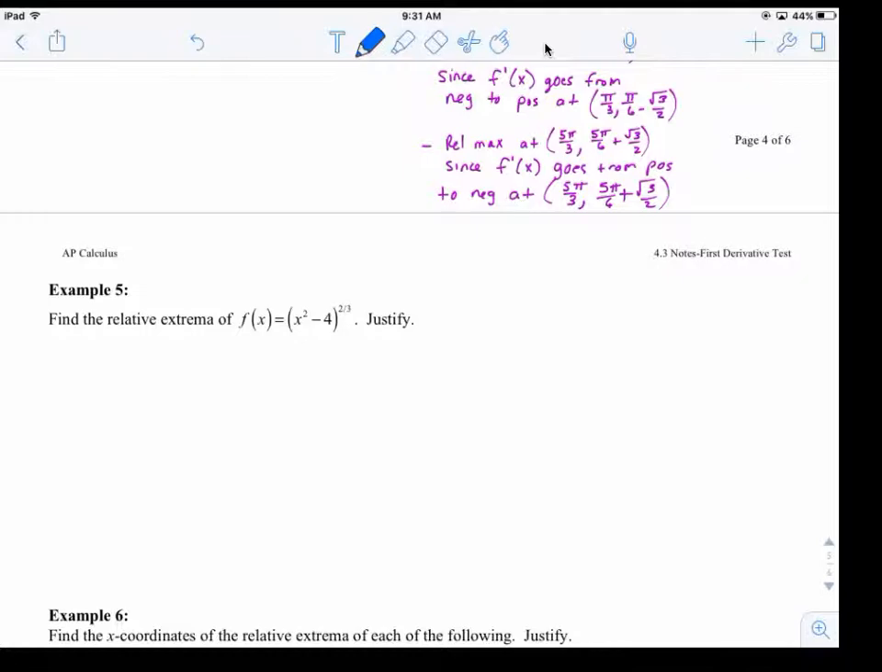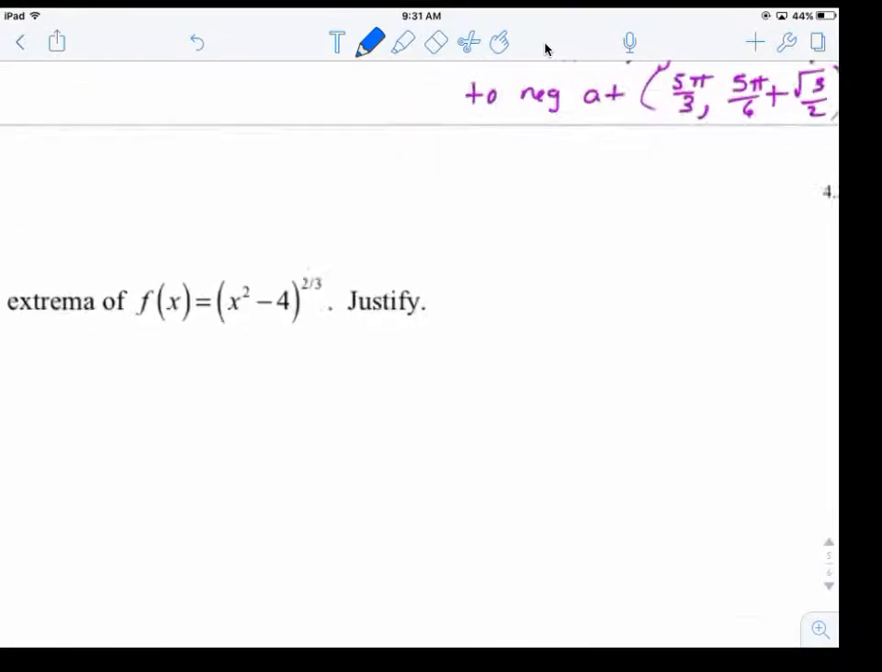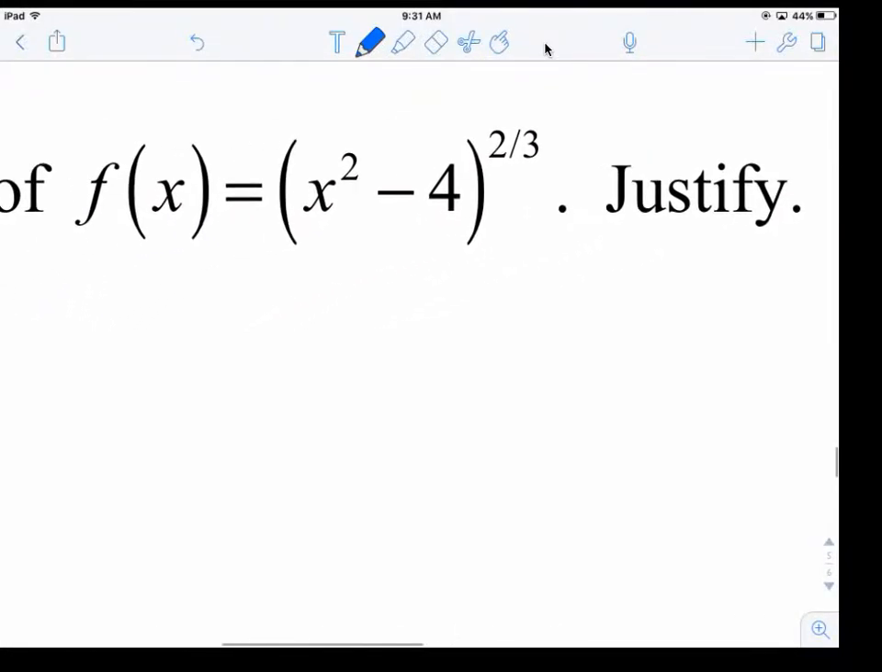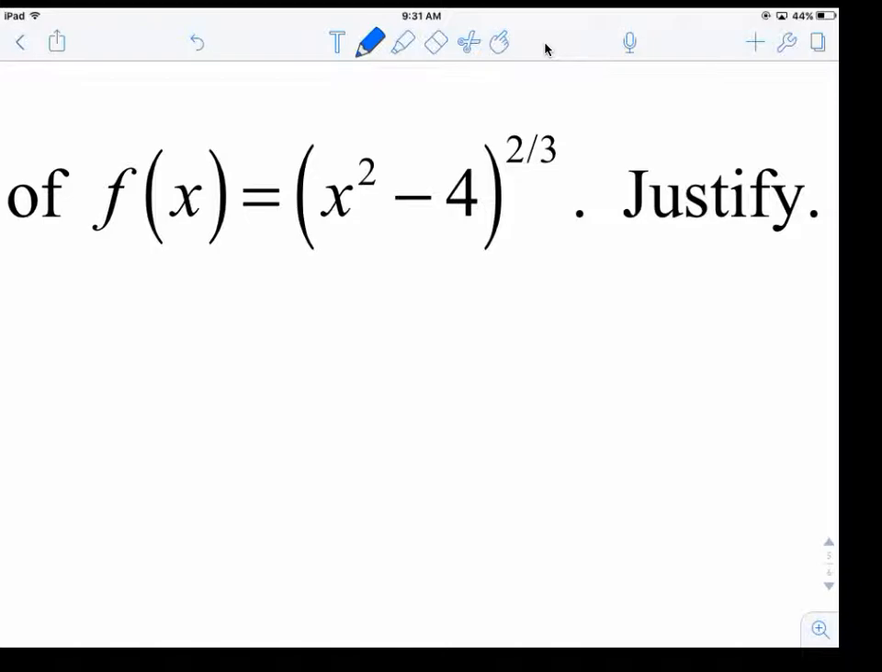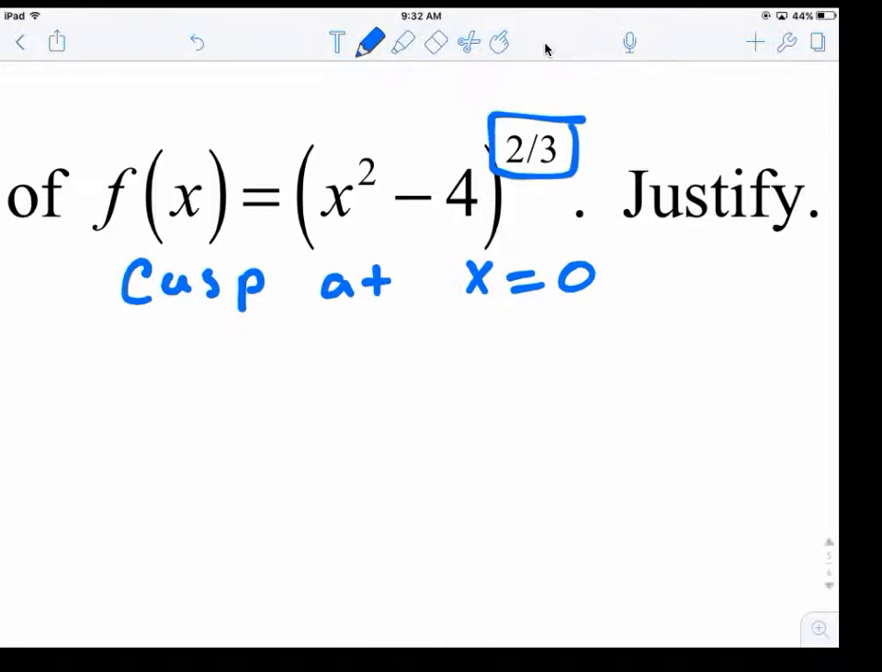All right, number 5. Find the relative extrema for x squared minus 4 to the 2/3. All right, what do we know? Right, and that's because of the 2/3. So that means that the derivative won't exist at 0. So that is another critical value that we're going to have to use.